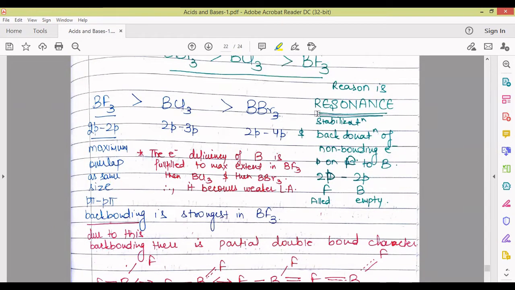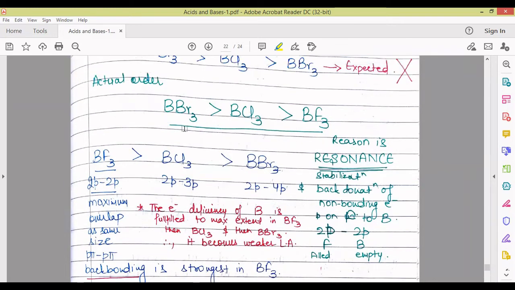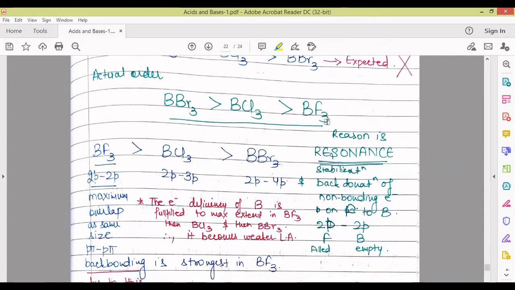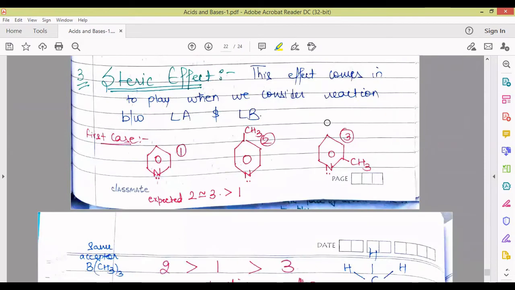This is the reason. This stabilization due to back donation of non-bonding electrons of fluorine to boron is called resonance, and it is most effective in case of BF3, where 2p overlap is there. So this is the reason the order has been reversed, and BBr3 has the maximum Lewis acid character, then BCl3, and then BF3. So resonance is the reason behind this reversal of Lewis acidic character.